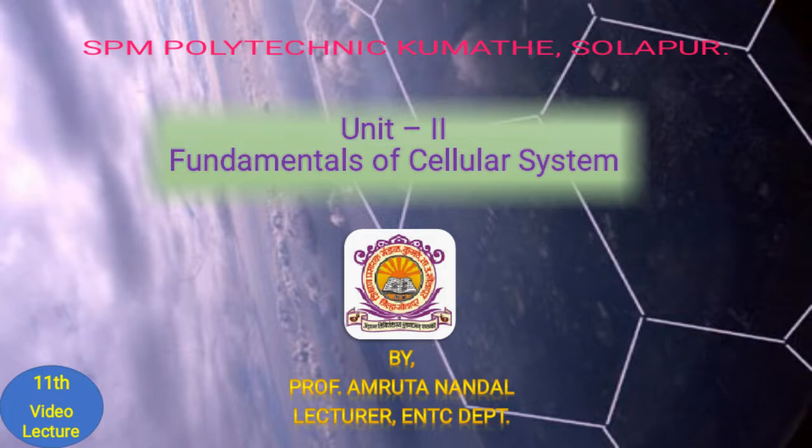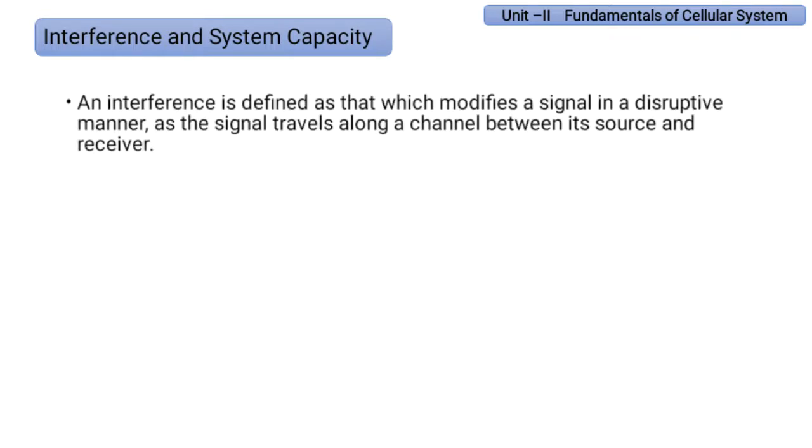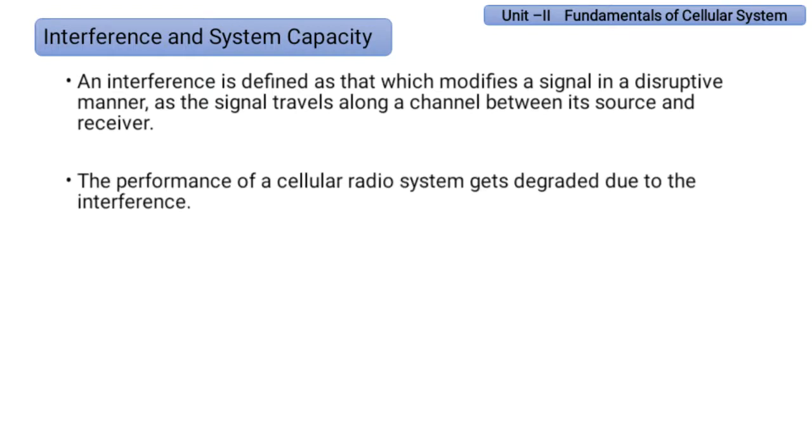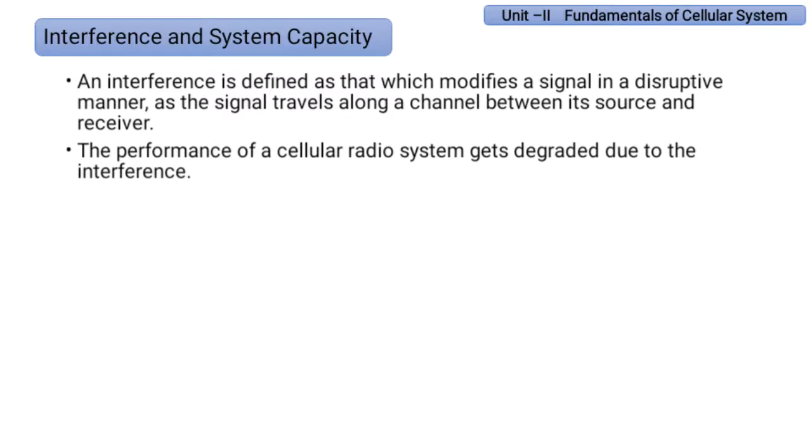In the last video lecture, we saw what interference and system capacity are, and studied the types and the definition of interference. You all know that interference is defined as that which modifies a signal in a disruptive manner as the signal travels along a channel between its source and receiver. The performance of a cellular radio system gets degraded due to interference.